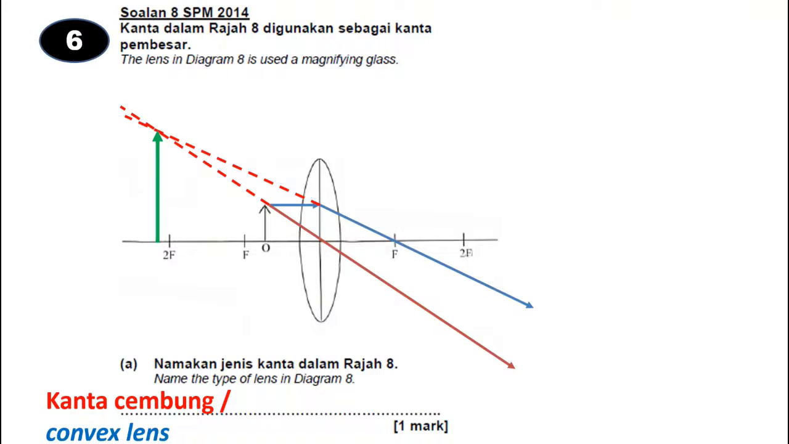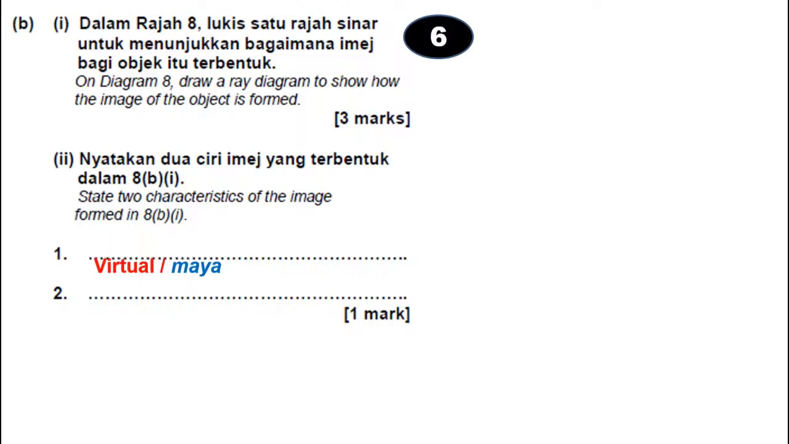Because this is magnifying, remember, the object distance must be in between the optical center and the focal length. Then your eye must be at the left side. That's why you can see the image is larger. So the two characteristics are virtual and upright, or magnified.